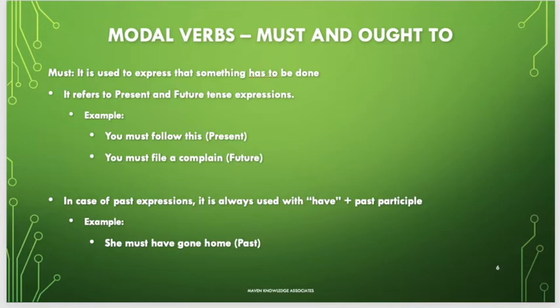The second way to use must is, in case of past expressions, it is always used with have plus past participle. So she must have gone home. Okay, so must is used in case of present tense, future expressions, past expressions, but when we are referring to past expressions, it will always be used with have plus past participle.